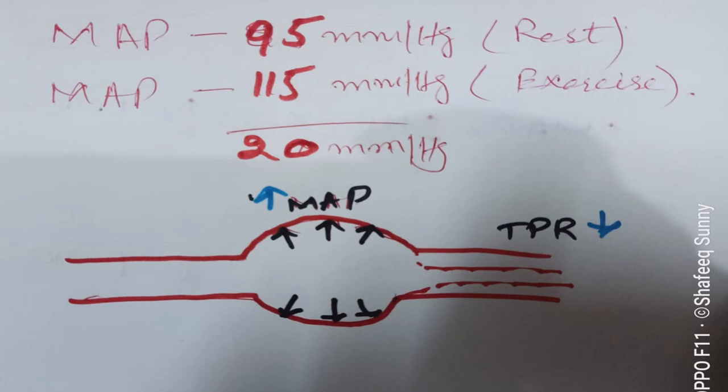And as you already know, total peripheral resistance will be decreased due to the sympathetic activation of the nervous system. The sympathetic, autonomic nervous system will be activated, and it will dilate these vessels, and the total peripheral resistance will be decreased.